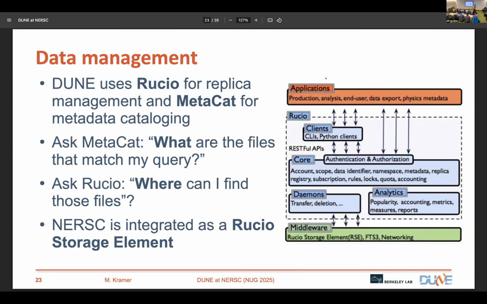And so NERSC's role here is to be integrated into the Rucio system as a storage element. And so we can just add a rule to Rucio telling it, hey, this data set, we want to keep it on disk at NERSC for this long, and so on and so forth.